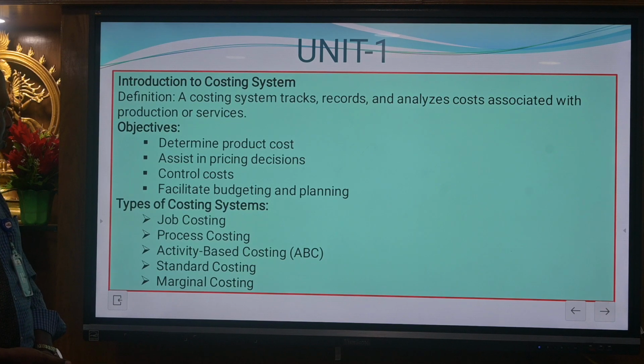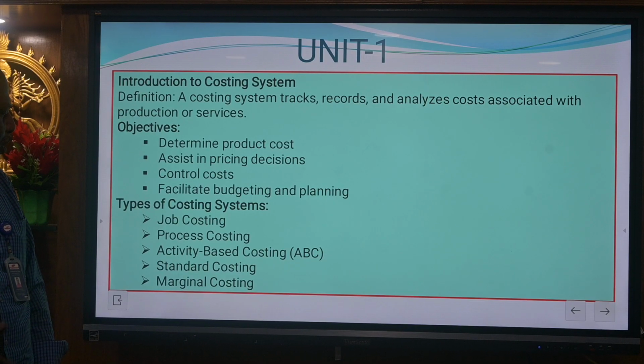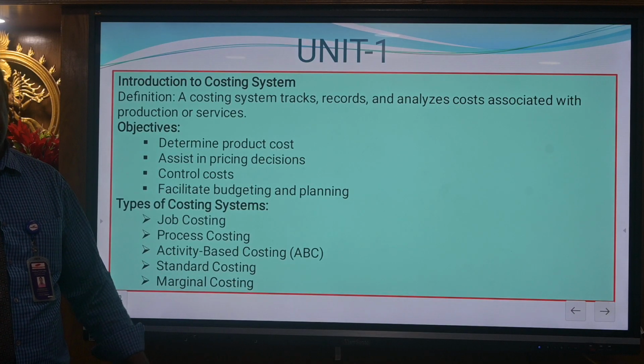Then another part is the types of costing systems. In cost accounting, we have different costing systems. The first one is job costing, then process costing, activity based costing, standard costing and marginal costing. We are going to discuss them one by one.